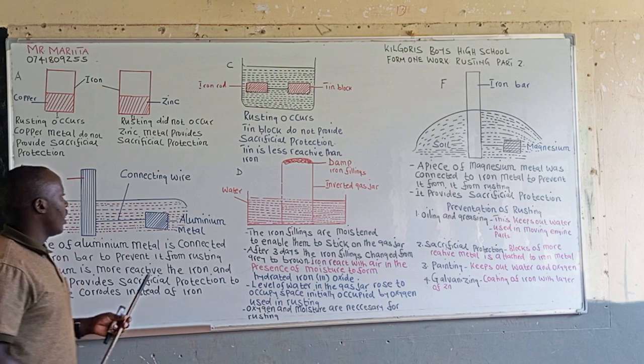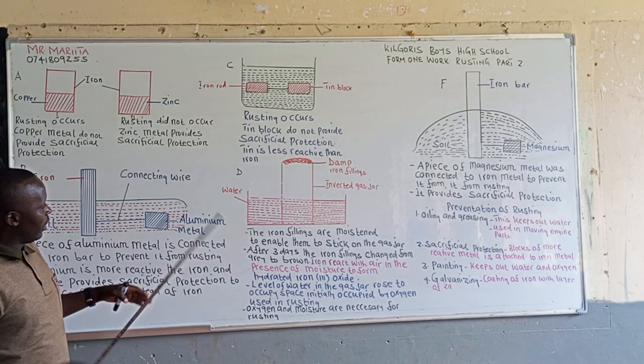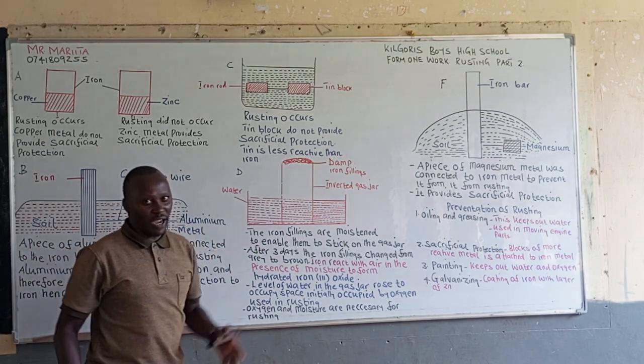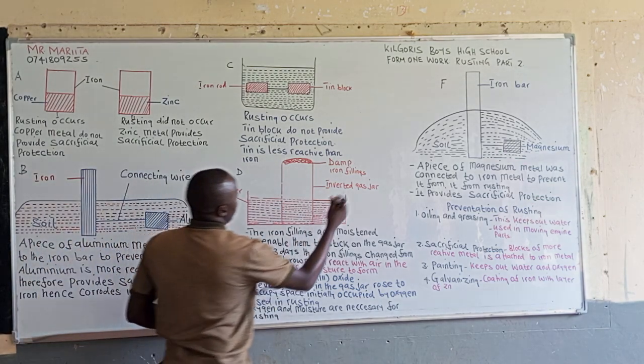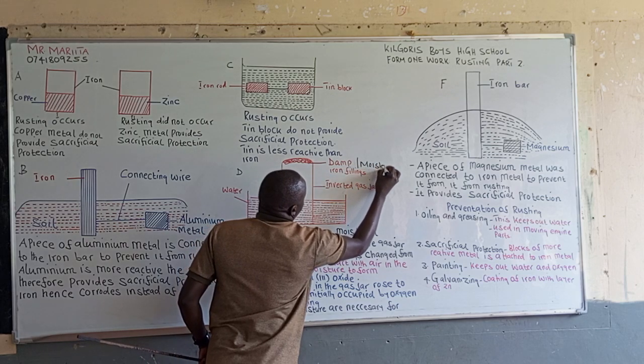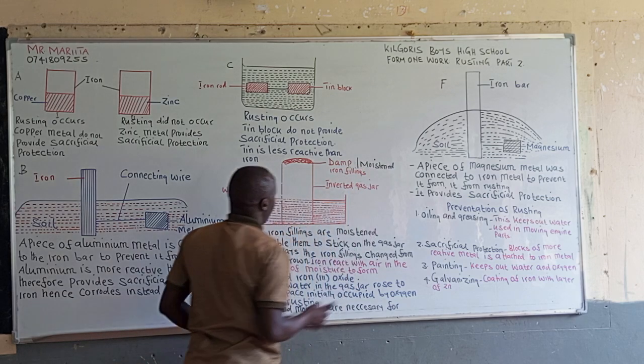Then we can also have another question here, where you have the damp iron filings. Sometimes we call it the moistened. They are the moistened iron filings.